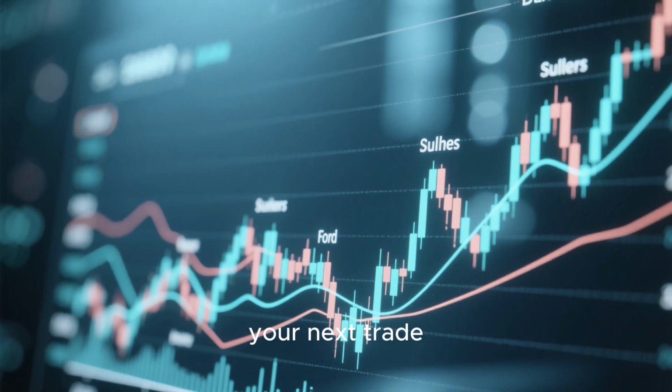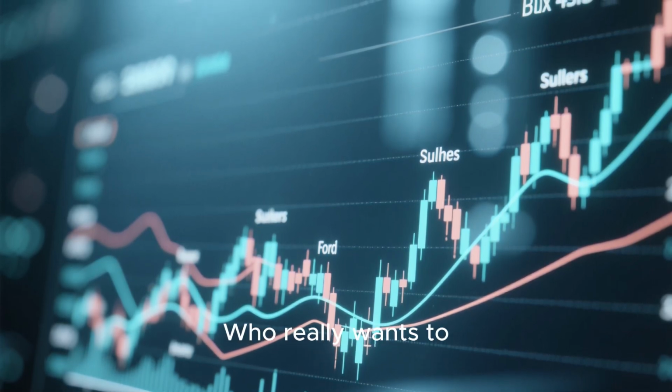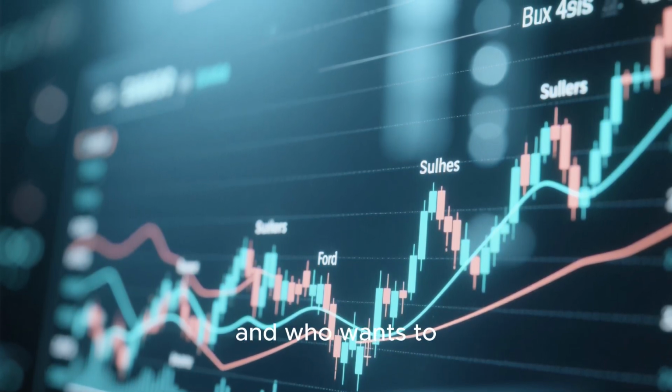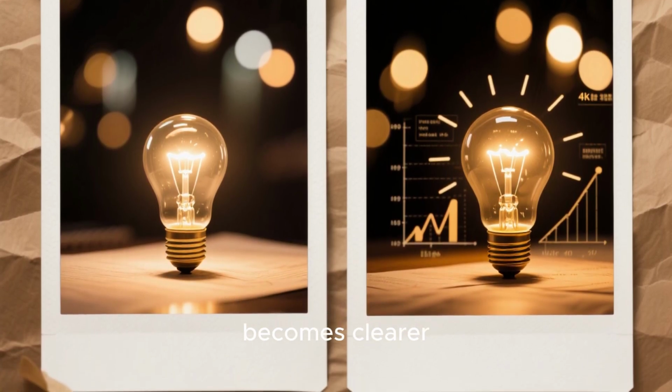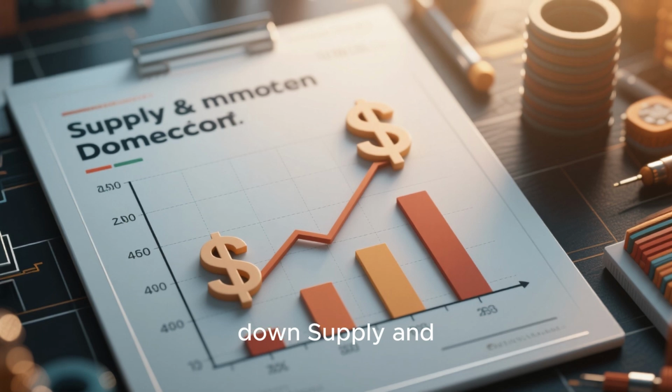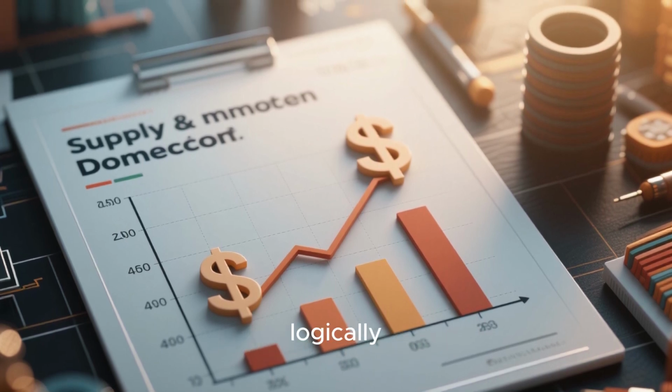Before you place your next trade, ask yourself this: who really wants to buy at this price? And who wants to sell? Once you understand that, the entire Forex market becomes clear. Today, we break down supply and demand the simplest way to see price logically.